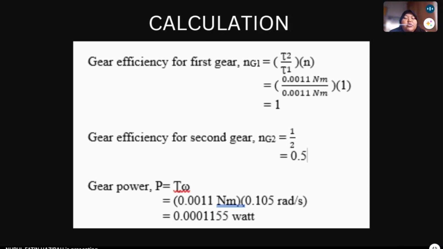The last one, we calculate the gear power. Power equals torque multiplied with angular speed, 0.0011 Newton meter multiplied with 0.105 radians per second. The answer is 0.0001155 watts. That's all the calculation for this assignment.